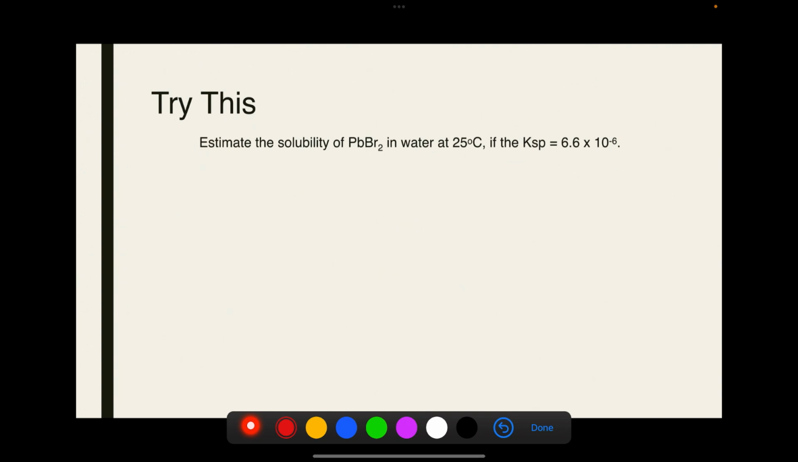Here's one to try on your own. Here you're asked to solve for the solubility of PbBr2 in water at 25 degrees Celsius, given the KSP. Recall that we used X to stand in for the concentration of each ion, but notice in this case, instead of a 1-to-1 ratio, you have a 2-to-1 ratio, so you'll have to consider that when writing out your equation. Pause the video here, and when you come back, I'll reveal the answer.